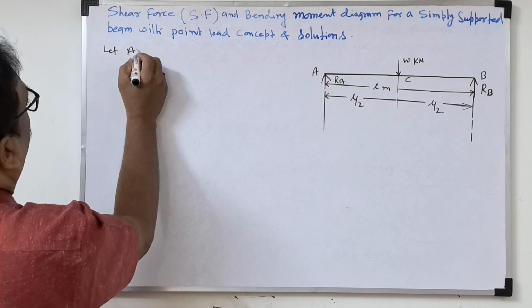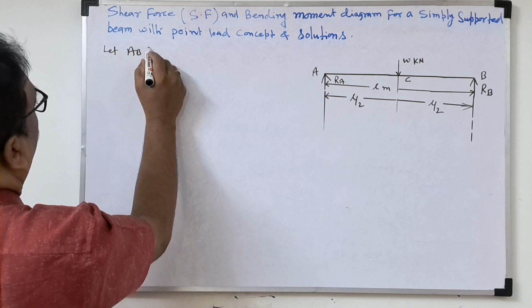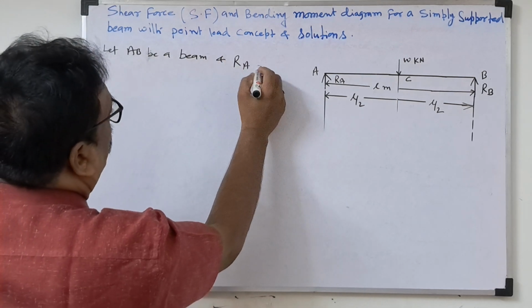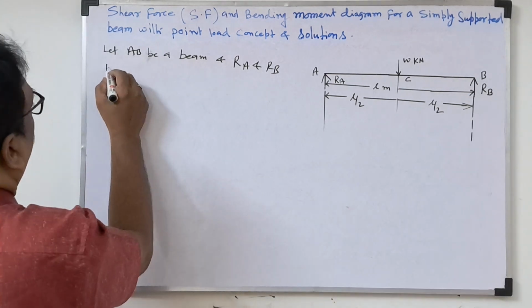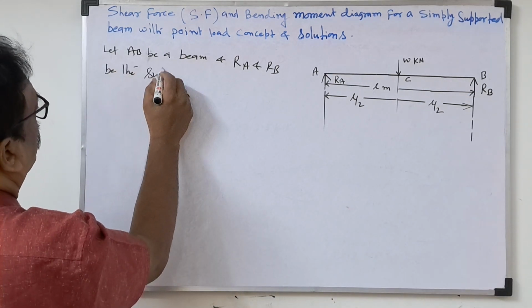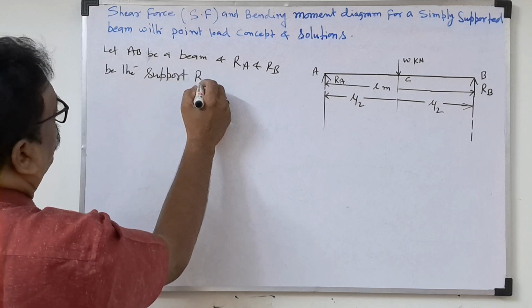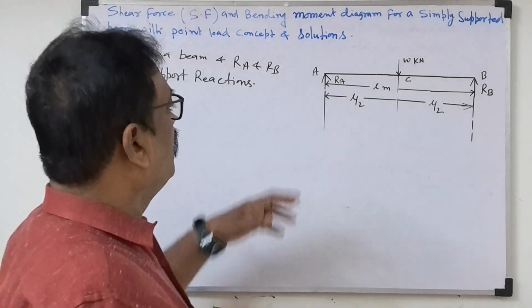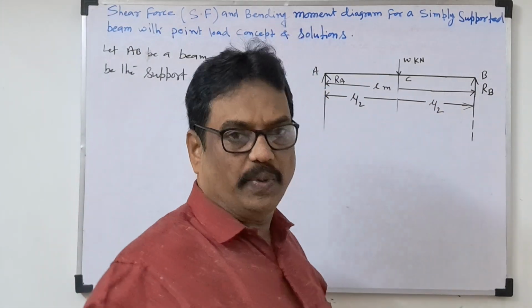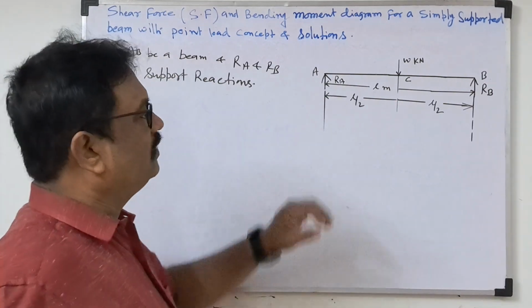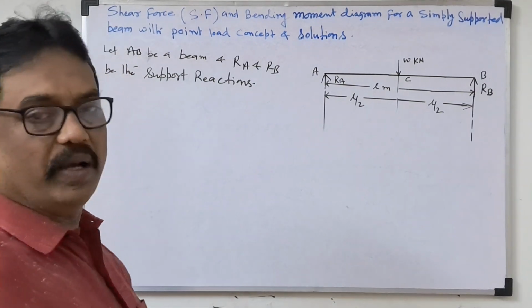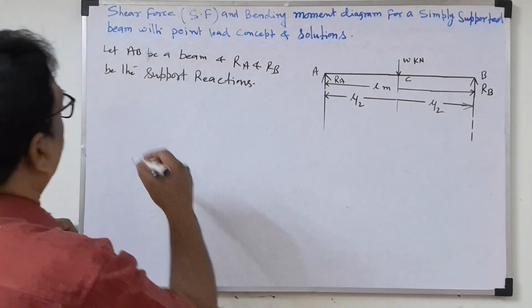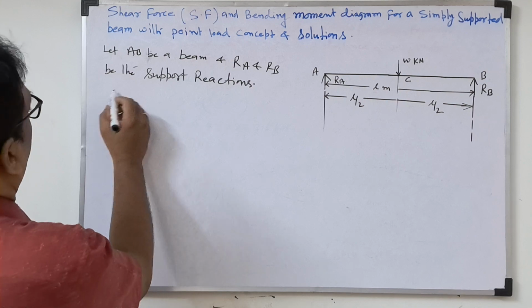Let AB be a beam and RA and RB be the support reactions. So first we'll find the support reaction. For a simply supported beam, we have to find the support reaction, then only we can do the shear force calculations and bending moment calculations and draw the diagrams. So how will we find the support reactions?